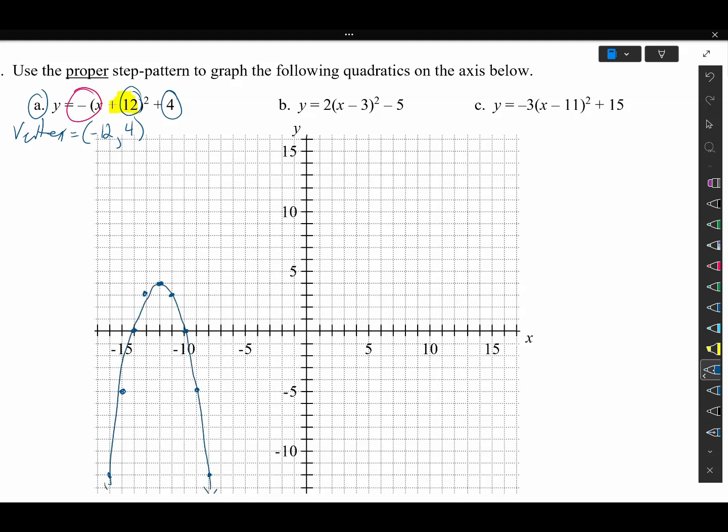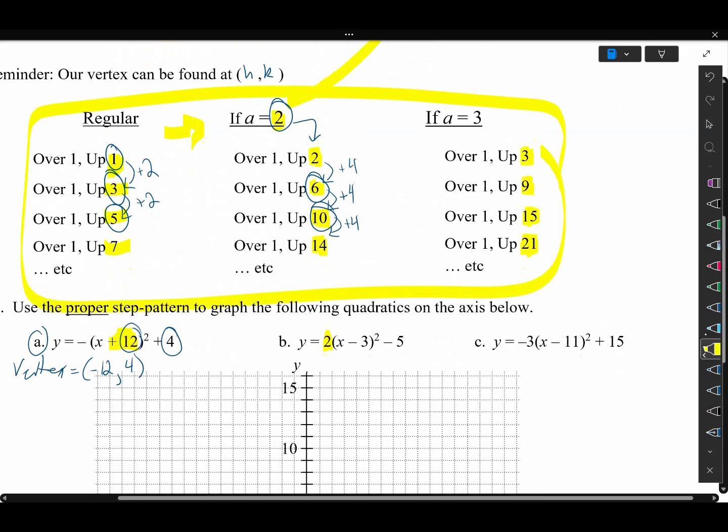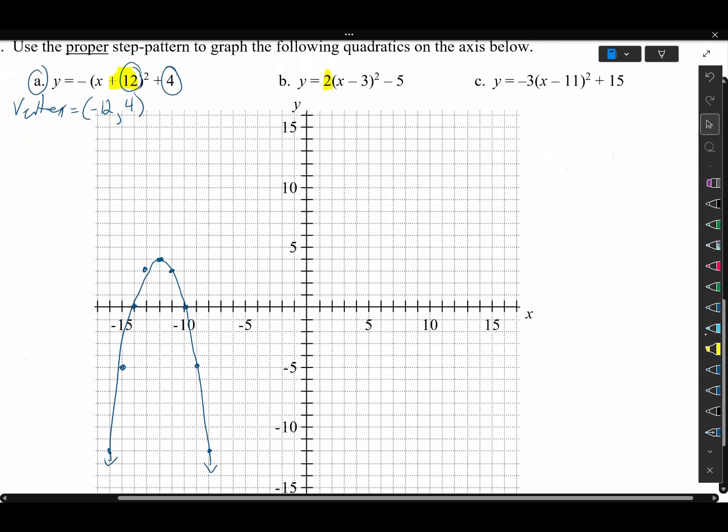Okay, let's see, whoops, what our new step pattern looks like. Here we are. Now we're seeing, okay, there is an a value. This a value is 2. That's going to change up our step pattern. If you're not sure how it changes the step pattern, go look, cheat, use this, okay? But again, I'm hoping you don't memorize all of these step patterns. I'm hoping you can see how they change.